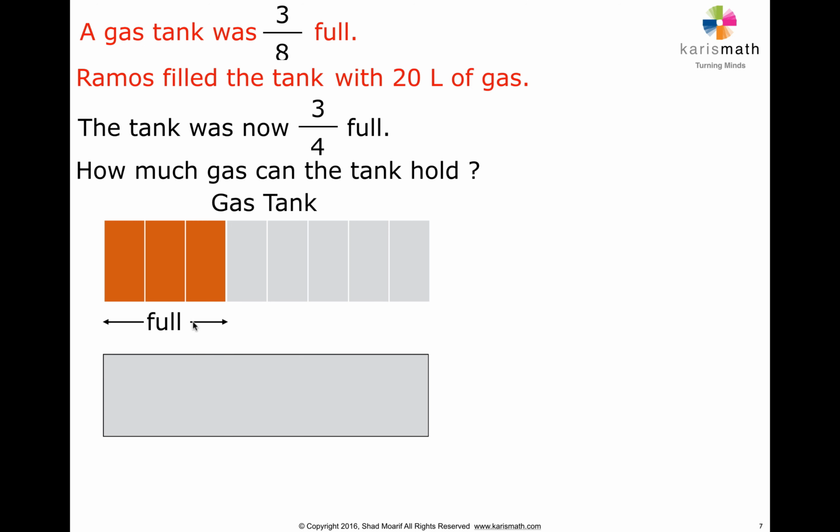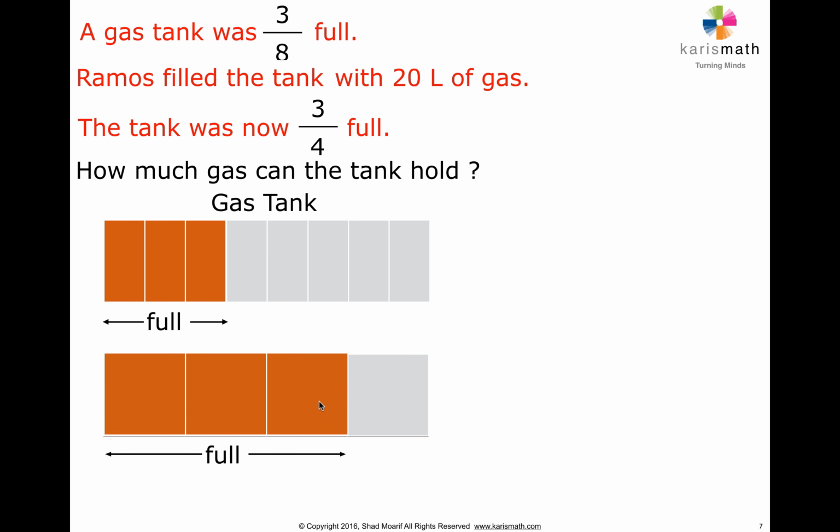Let's show a tank, the same tank. Imagine he's going to fill it with 20 liters of gas. The tank is now 3/4 full. So when he adds 20 liters more to this, the tank is 3/4 full. So it's covered all the way to here. You break it into 4 parts and show 3/4. So first it was 3/8 full, and now it's 3/4 full after he put in 20 liters.